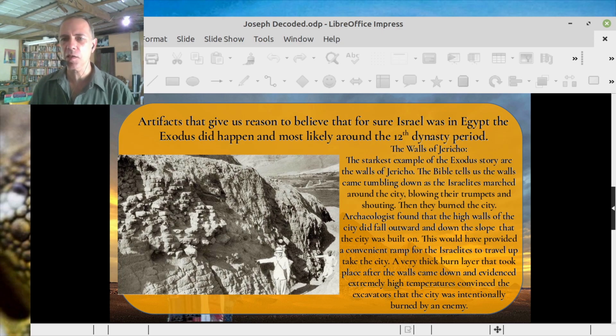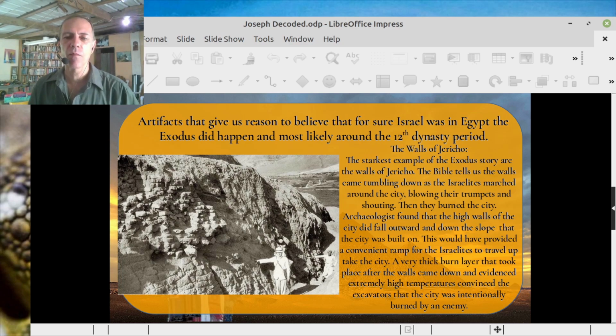And so the starkest example of the Exodus story are the walls of Jericho. The Bible tells us the walls came tumbling down as the Israelites marched around the city, blowing their trumpets and shouting. Then they burned the city. And archaeologists have found that the high walls of the city did fall outward and down the slope that the city was built on. And this would have provided a convenient ramp for the Israelites to travel up to take the city.